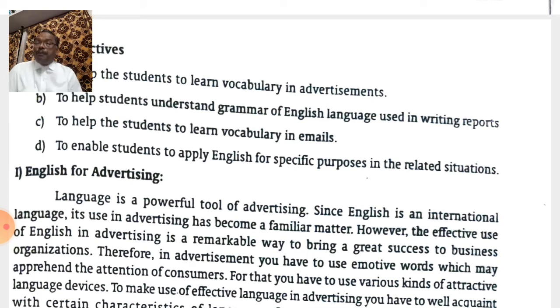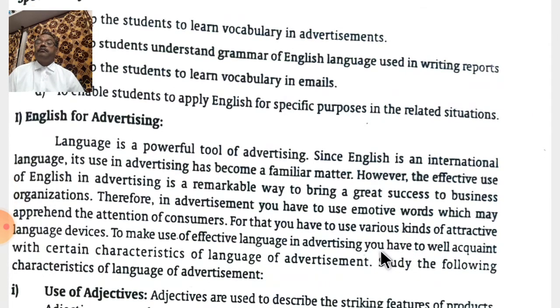And if you want to draft an advertisement, in an advertisement you have to use emotive words. The words, emotive words, which can attract the customers, attract the consumers. Your language or words should touch the hearts of the customers. They should attract or catch the attention of the consumer. And if you want to attract the attention of the consumer, you should use attractive language devices for that.